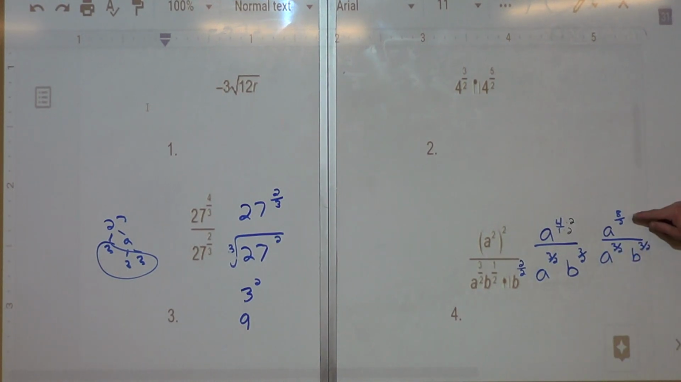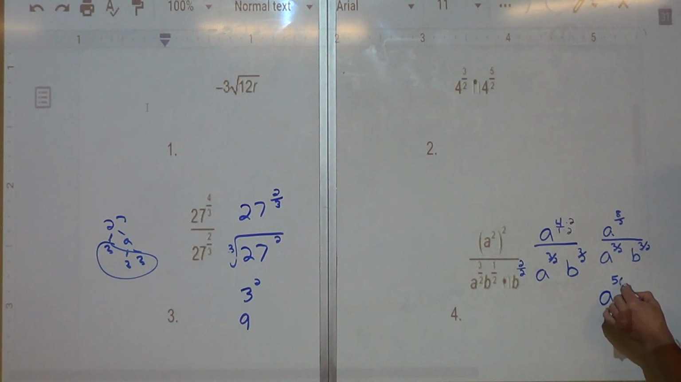Then I would just simplify. When I divide, these are the same, a and a, so I subtract. 8 over 2 is bigger than 3 over 2, so 8 minus 3 is 5. So we'd say a to the 5/2 power over b to the 3/2 power. And that would be my answer. Next ones.